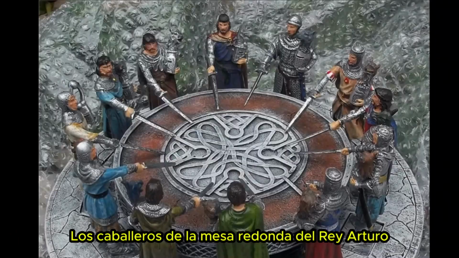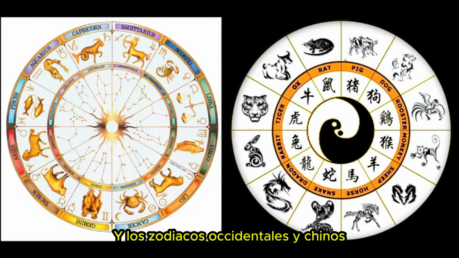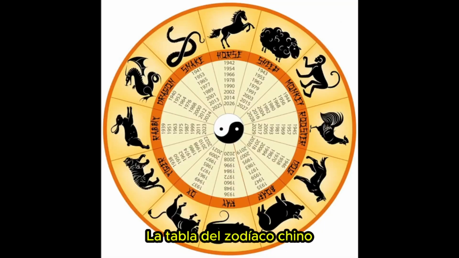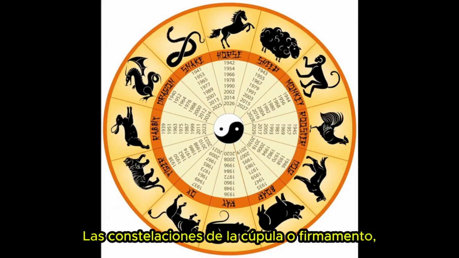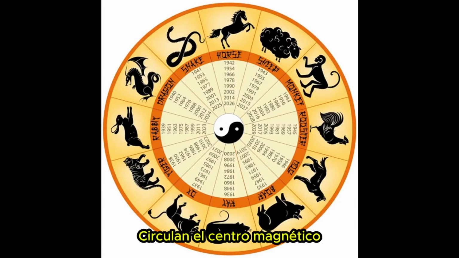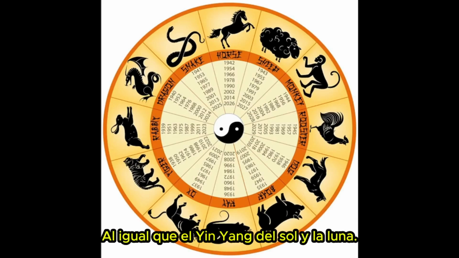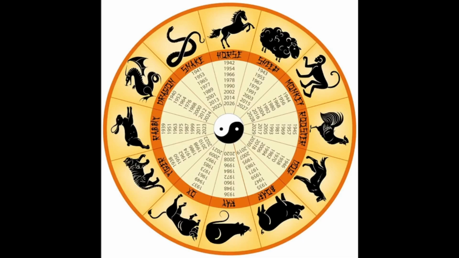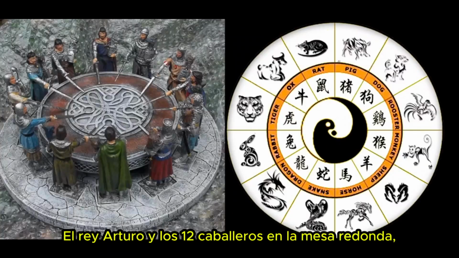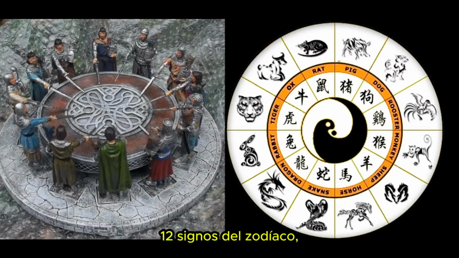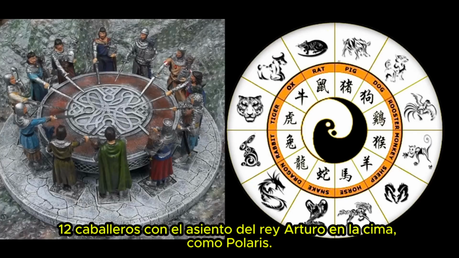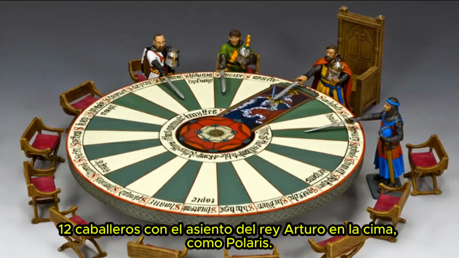King Arthur's Knights of the Round Table and the Western and Chinese zodiacs are strikingly similar. The Chinese zodiac table. It is our flat earth. The constellations of the dome or firmament circling the magnetic center, as do the yin-yang of the sun and the moon. King Arthur and the 12 knights at the round table. 12 zodiac signs, 12 knights, with King Arthur's seat at the top, like Polaris.